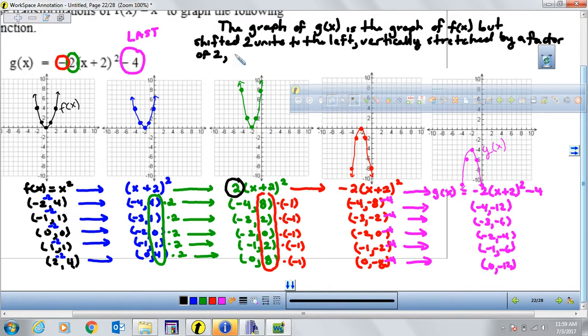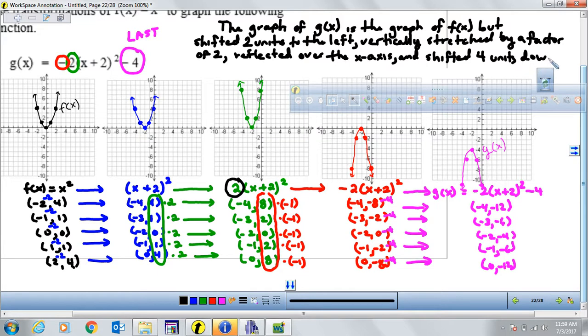Then it was reflected over or across or about the x-axis. And finally it was shifted 4 units downward. And this is the complete description of how the graph of g is related to the graph of f.